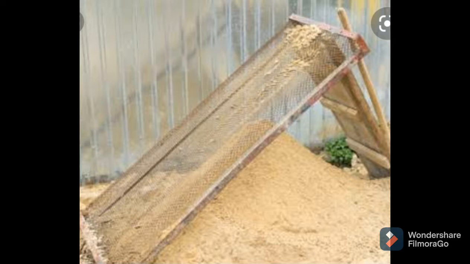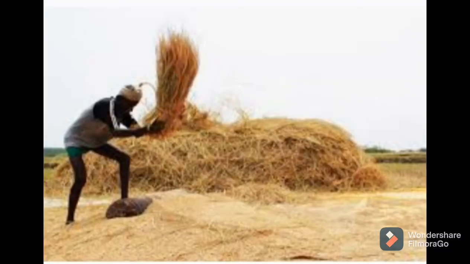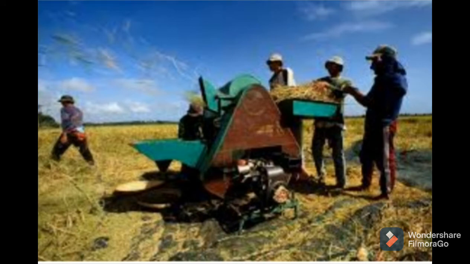Then the third process is threshing. What do you understand by threshing? Students, have you seen grains? You can see in the picture, there is a stem, and at the upper side of the stem there is chaff, and grains are attached to that upper side. So how do we separate the grain from the stem? One method is called threshing. Threshing is the method in which the small grains are separated from the stem by applying pressure.